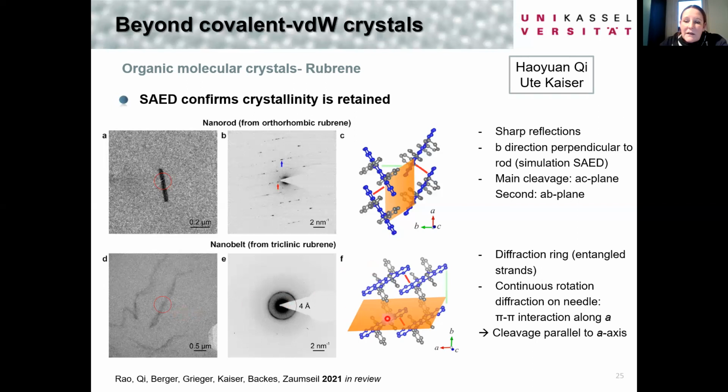So here it was a bit harder, but we just followed the same arguments regarding the cleavage plane. So here we suggest that the cleavage plane is parallel to the a-axis. So the a-axis is the pi stacking direction, and all the planes parallel to this, we have the cleavage, and therefore we get the 1D objects.